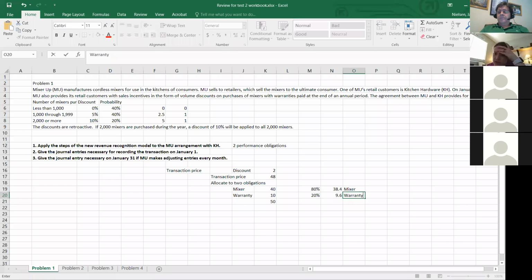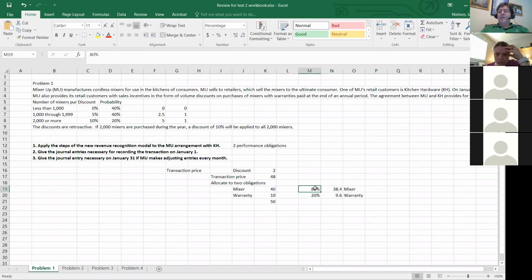How did you get that 3840 again? Okay. So we know that the mixer is 80%. When we look at the standalone prices, we see that the mixer is 80% of the total, and the warranty is 20% of the total.